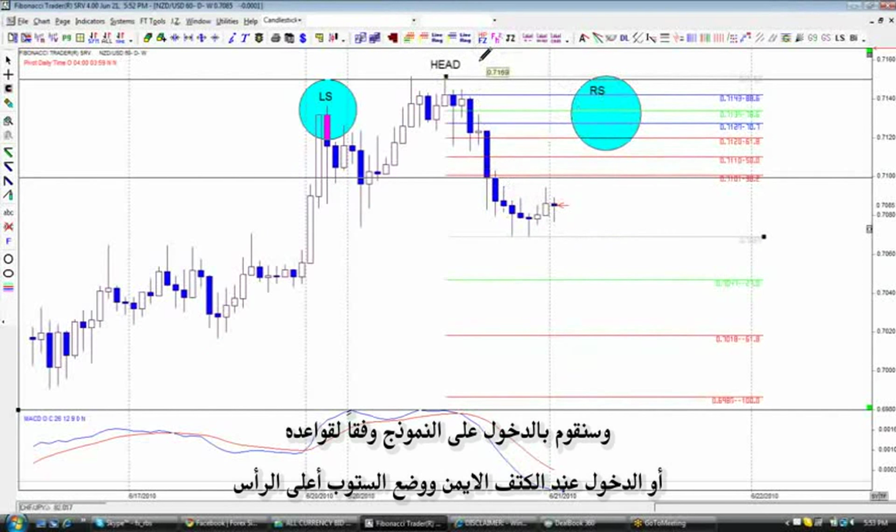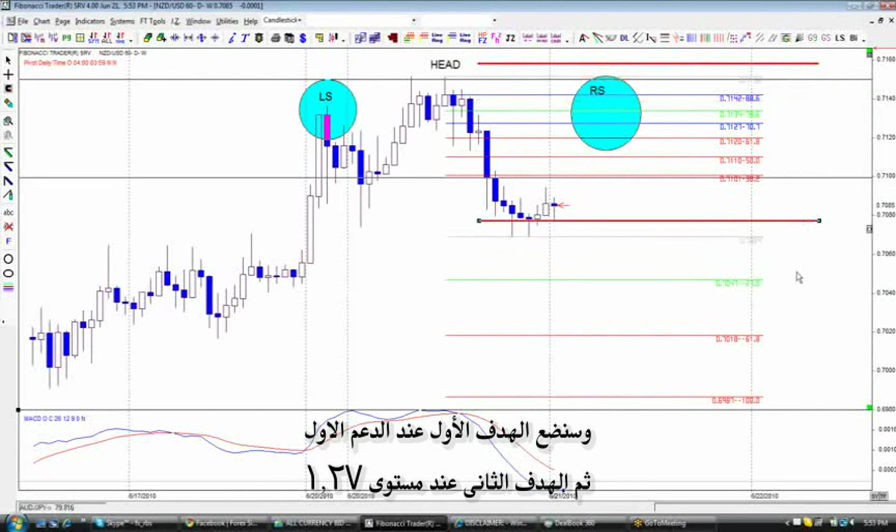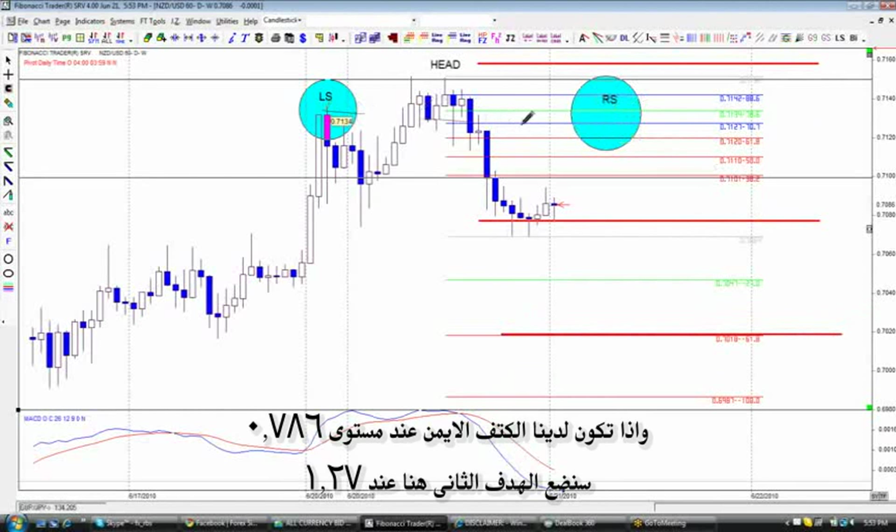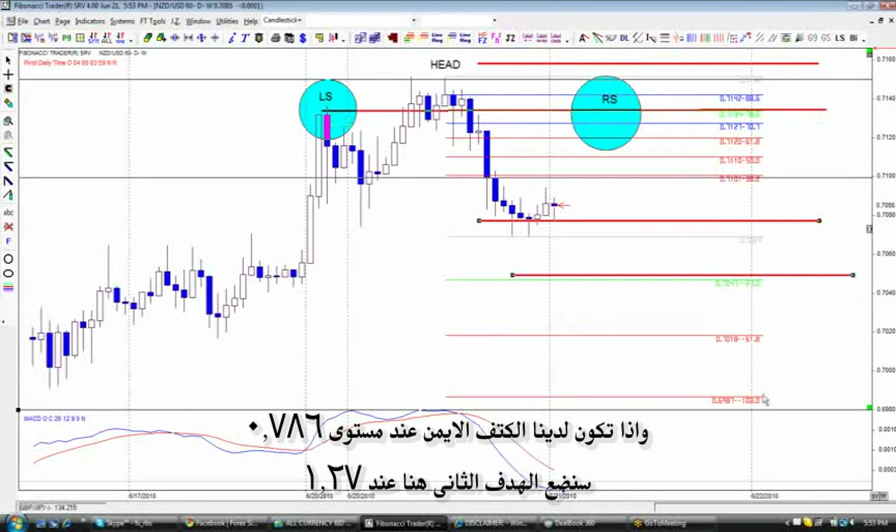I will enter at the right shoulder, stop above the head, then I will place my first limit below the support, then second at 127, or if the right shoulder was shallow, formed at the 618, I would place my second limit at the 1618. Now, if we have a good right shoulder formed at the 786, of course, I will be placing my second limit here at 127.